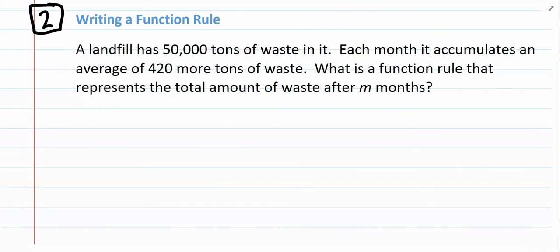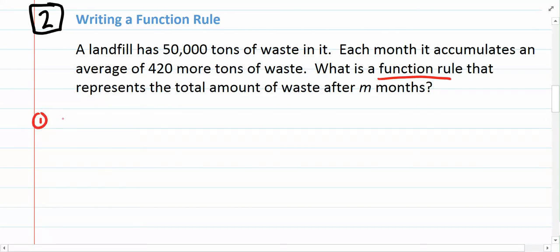Box number 2 is another example. It says writing a function rule. It says a landfill has 50,000 tons of waste in it. Each month it accumulates at an average of 420 more tons of waste. What is a function rule that represents the total number of waste after m months? So the first thing we want to do again is to define our variables. So I'm going to say let W equal the waste, and we're talking in tons, and we're going to let M be months.